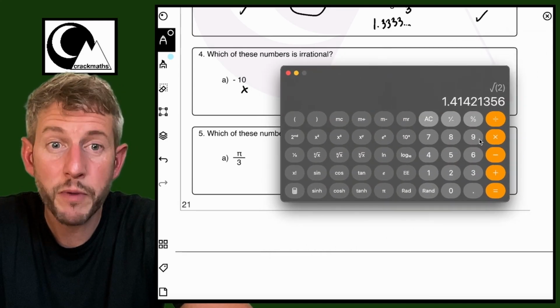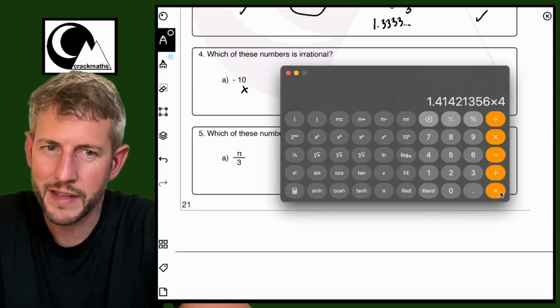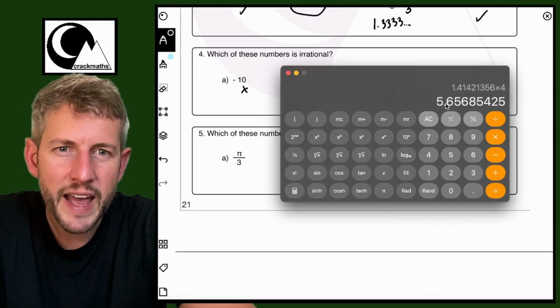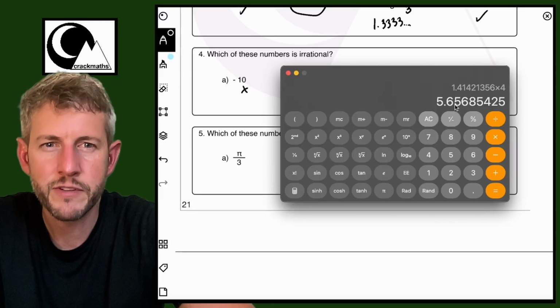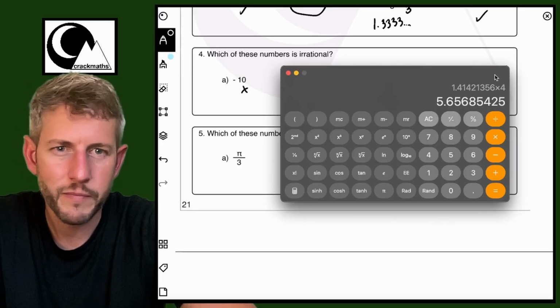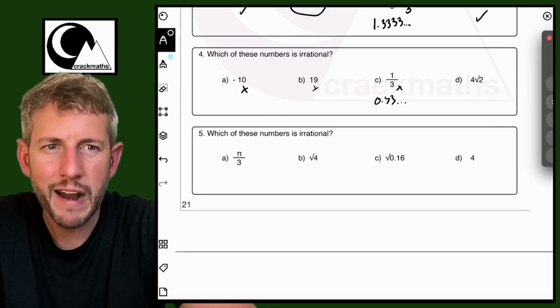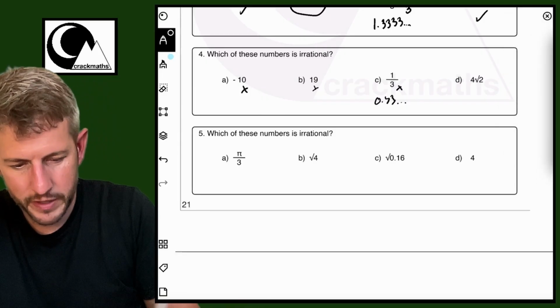Now, if we times this by 4, just to show you, it doesn't matter. It's still going to give us something irrational. It hasn't made any more sense. This time we don't know what comes after the 5s or the 6s. Let's move that to the side. An irrational number.